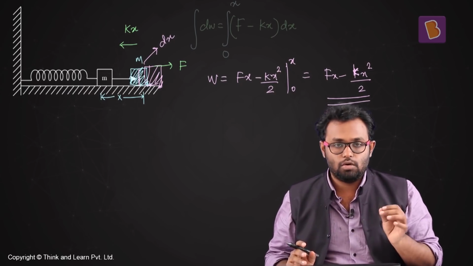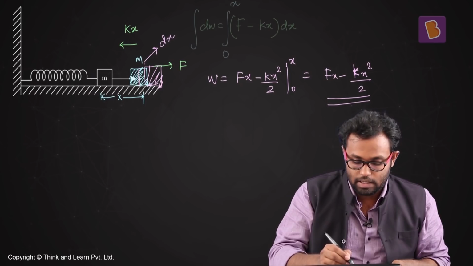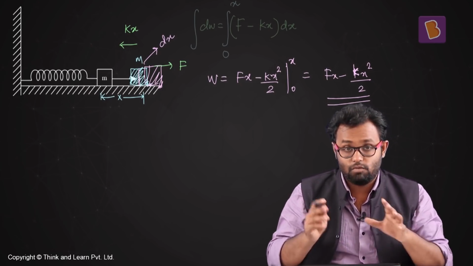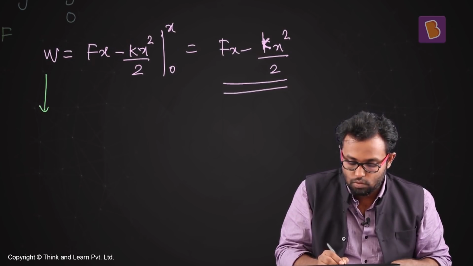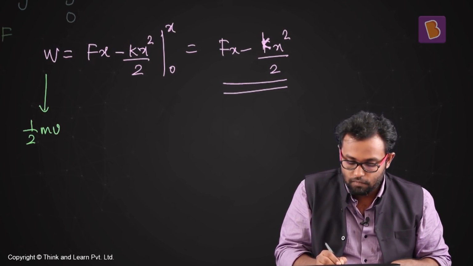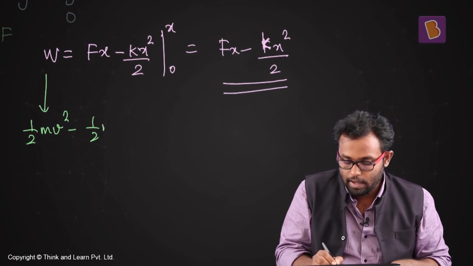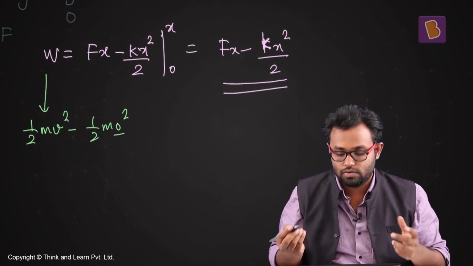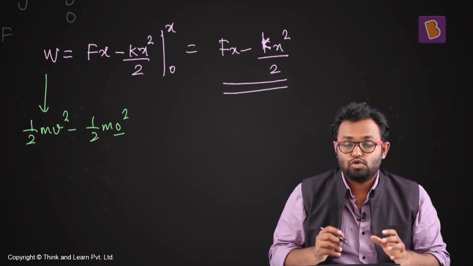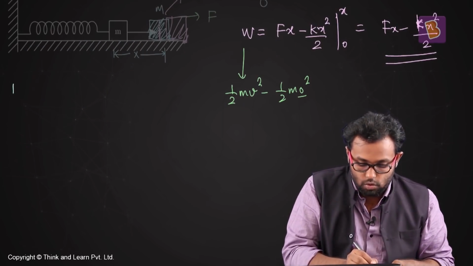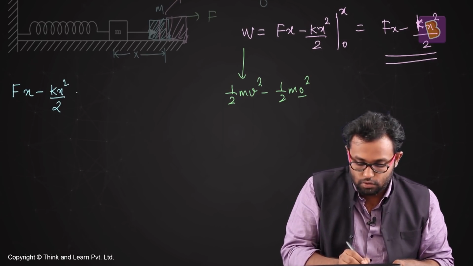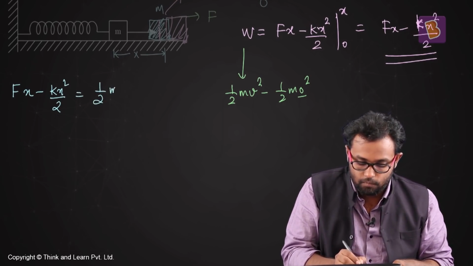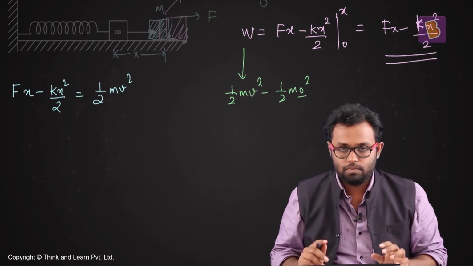Now work done must be equal to the change in its kinetic energy, right? The work done by the net force, or the net work done, must be equal to the change in its kinetic energy. So this thing must also be equal to half mv square minus half m0 square, because initial velocity was 0. So let me equate this. My W is actually equal to Fx minus kx square by 2, and that will be equal to half mv square minus 0.